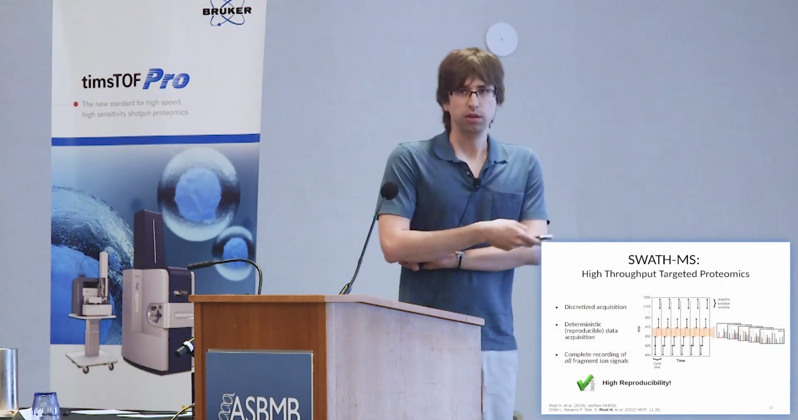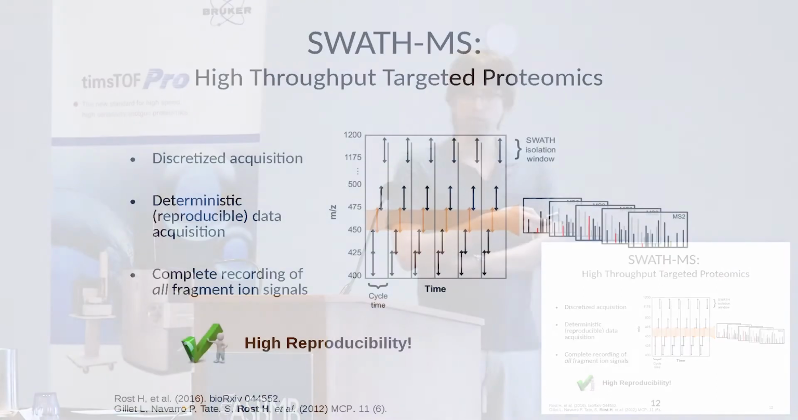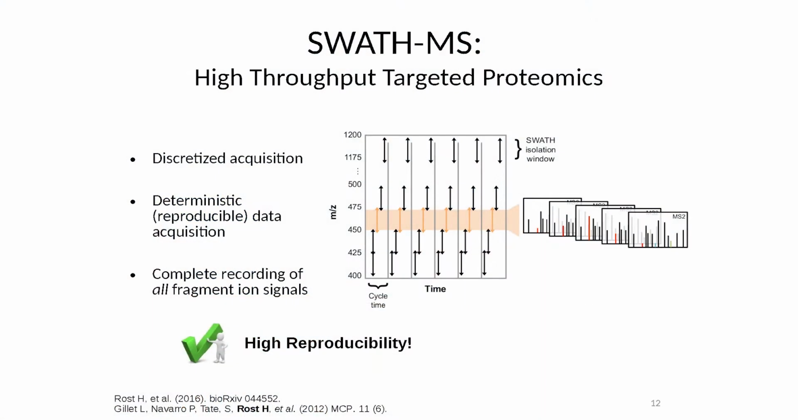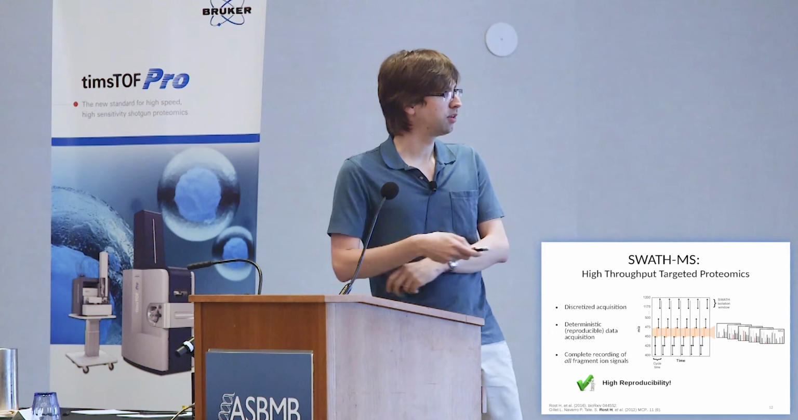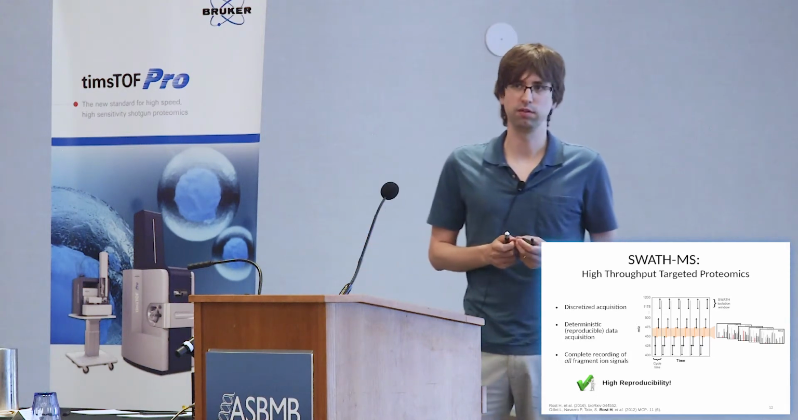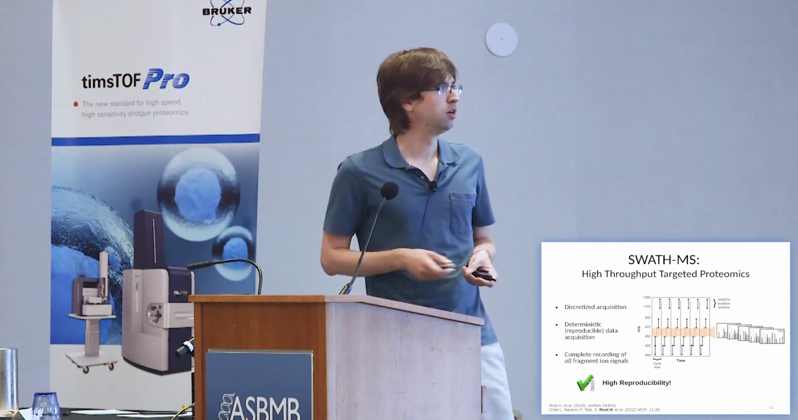So by using SWATH-MS or DIA, we now have a discretized acquisition scheme that allows us to obtain deterministic and reproducible data acquisition. And it also allows us to perform a complete recording of all fragment ions of the ionized precursors, which means we are not missing any data anymore.